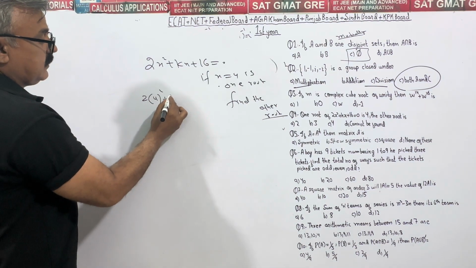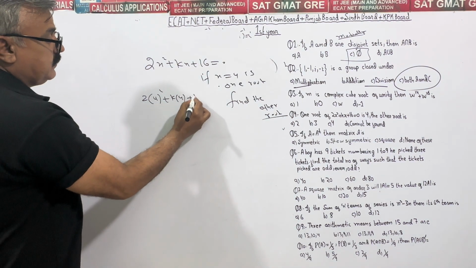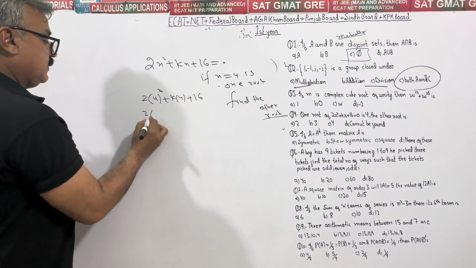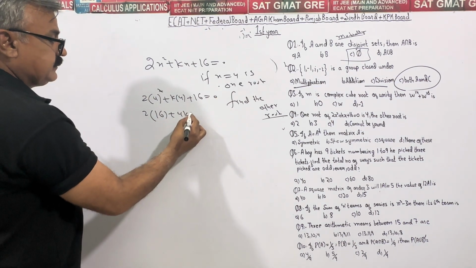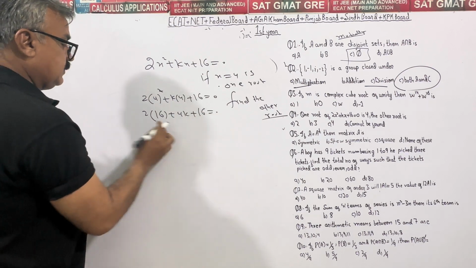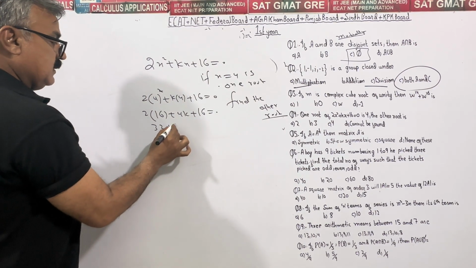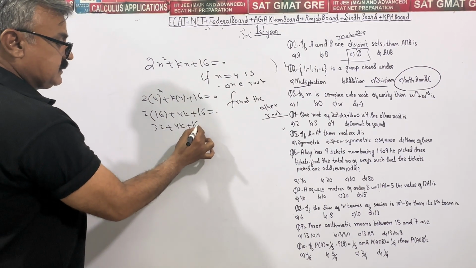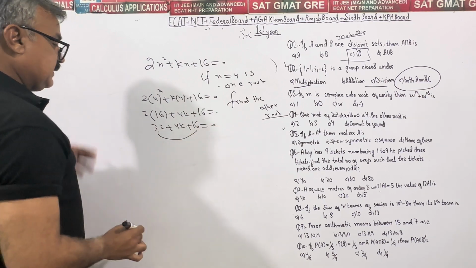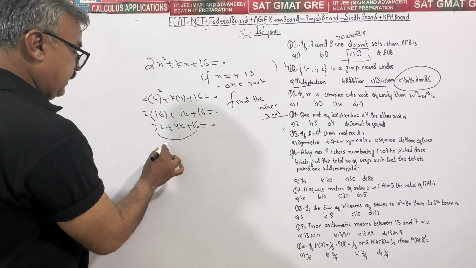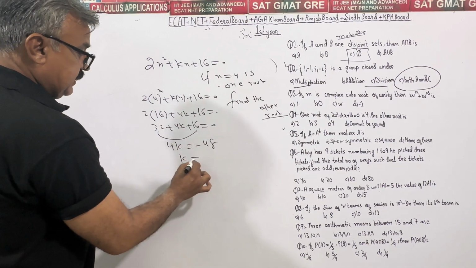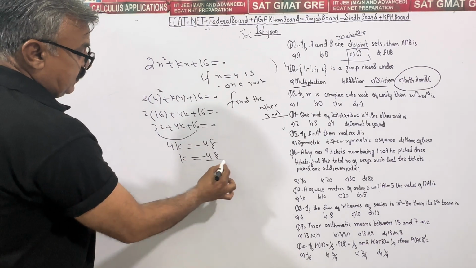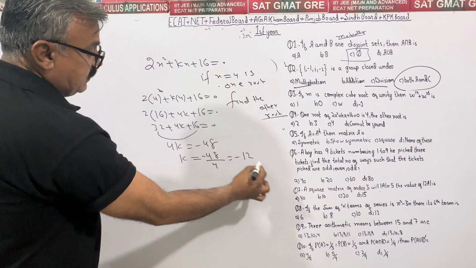2 times 4 square plus k times 4 plus 16. 4 square means 16, so 32 plus 4k plus 16 is equal to 0. 32 plus 16 will result in 48. Move it to the right hand side, minus 48. So k is equal to negative 48 divided by 4, k is equal to minus 12.